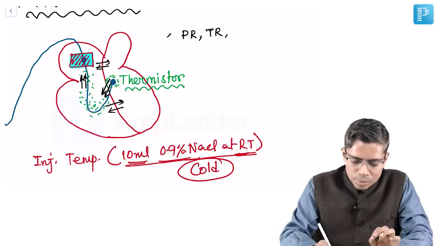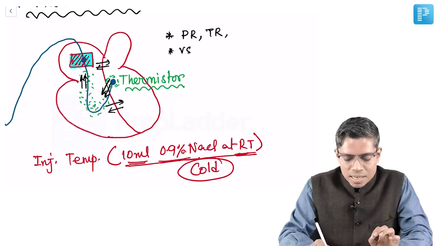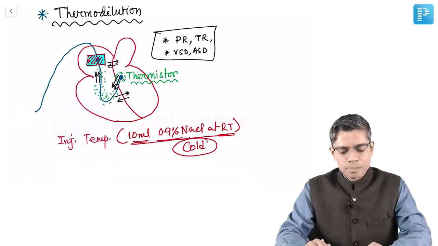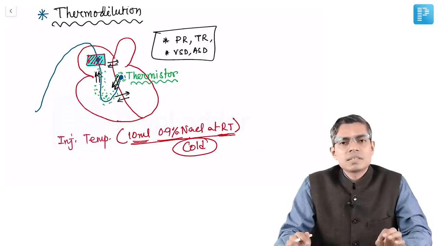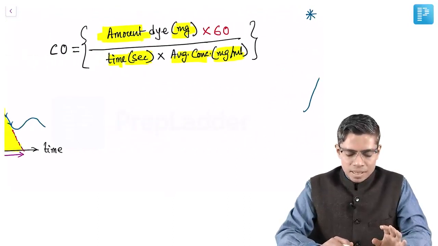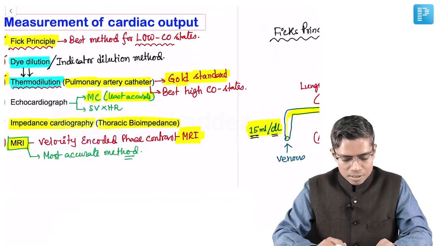So that's why you have to remember pulmonary regurgitation, tricuspid regurgitation, VSD, ASD. In these cases you cannot use this thermodilution method, because it will give you the erroneous result. So this is all about the three major methods for measuring cardiac output. So we have started our discussion from here.